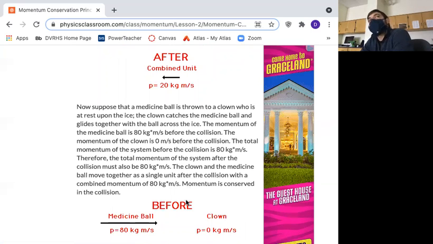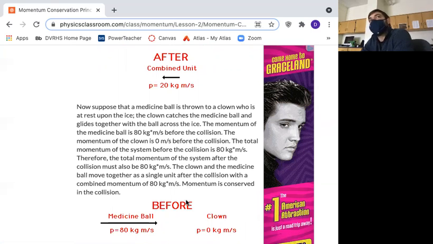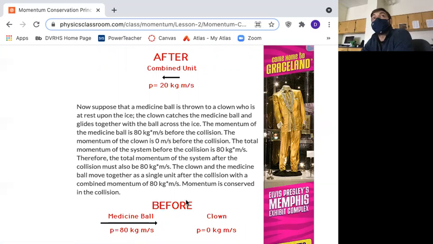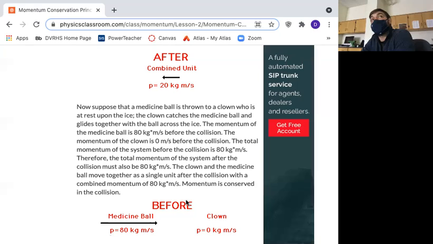The total momentum of the system before the collision is 80 kilogram meters per second. Therefore, the total momentum of the system after the collision must also be 80 kilogram meters per second. The clown and medicine ball move together as a single unit after the collision with combined momentum of 80 kilogram meters per second, and momentum is conserved.